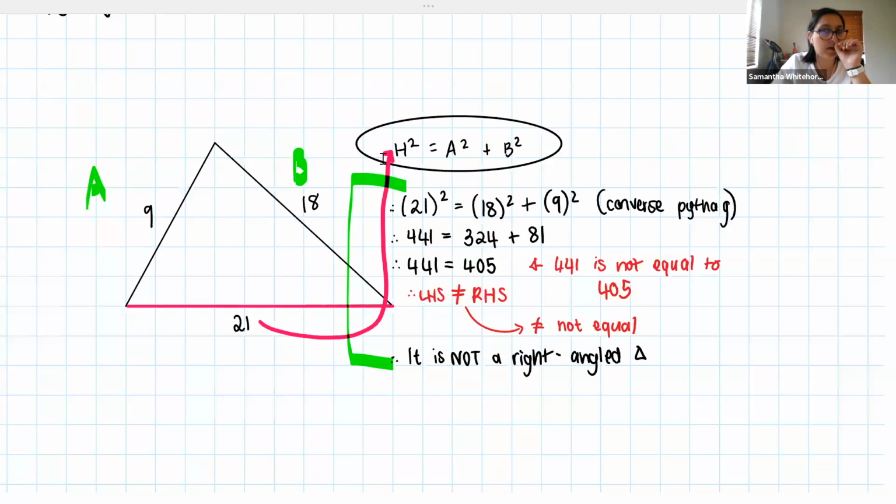It's just one mark that you lose. You'll lose a mark for your reason.